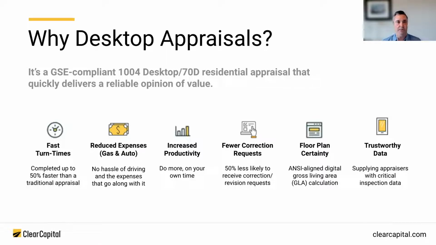Also, this allows the appraiser to focus their time and energy on the development of the appraisal process. That is probably most critical, being the analysis and the market research that goes into an appraisal report and establishing a credible opinion of value. So it allows you to have some increased productivity from that standpoint.